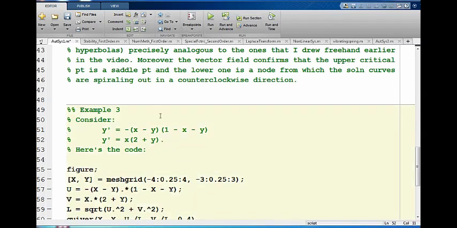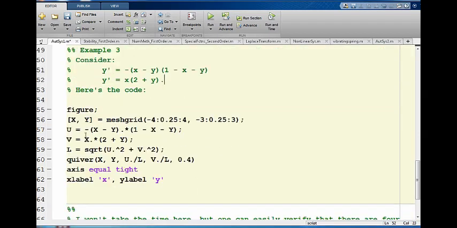Okay, I'm resuming. There was a slight error in the code there, which I fixed. So there it is. It's the same example that was the third example on the other screen. Again, the MATLAB code is the same. The only thing that changes is the system. Let's see what we get.